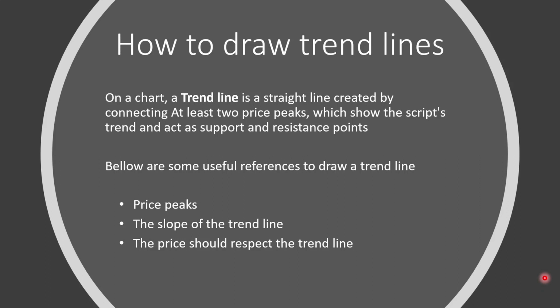So how to draw trend lines? On the chart, a trend line is a straight line created by connecting at least two price peaks which show the script trend and act as support or resistance points. While drawing, below are some useful references to draw the trend line. One is price peak, the slope of the trend line, and the price should respect the trend line.